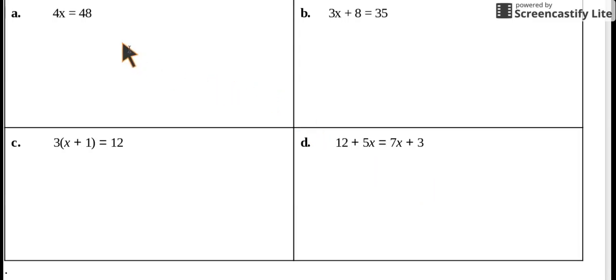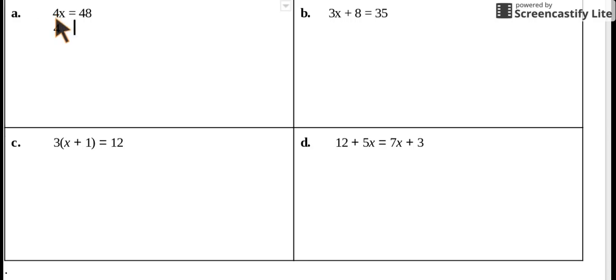Third question of the unit test. There are 4 separate questions, and they're all about solving the equation. So the first thing we want to do for this first one-step equation is isolate the variable. So we want to use the opposite operation. Right now, the x is being multiplied by 4, so then we have to divide by 4.